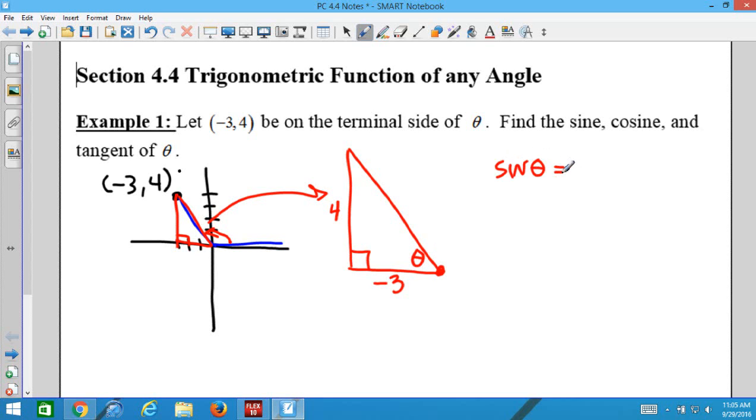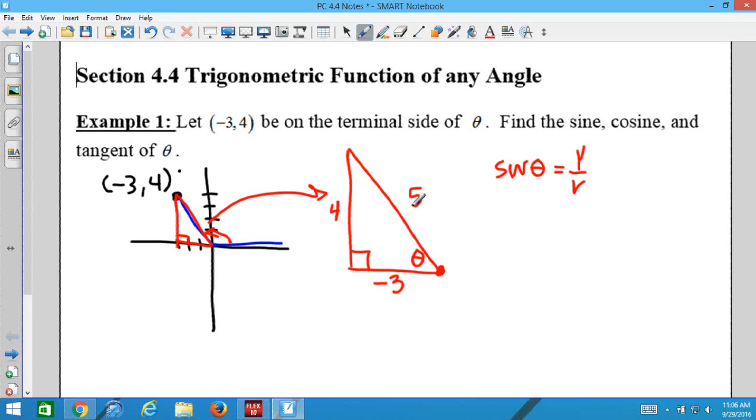Sine of theta is not opposite over hypotenuse from last class. From last class it was y over r. And how do we know r is 5? It's a triple 3, 4, 5, or we do the Pythagorean theorem and find that it is 5.